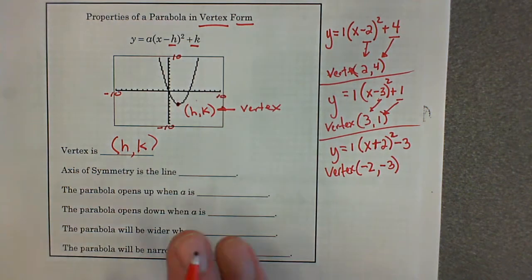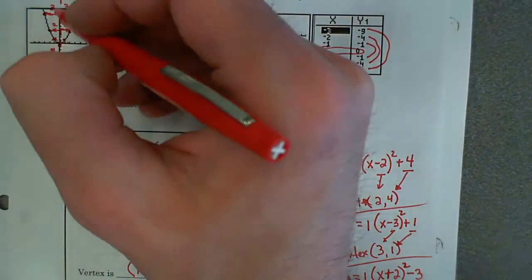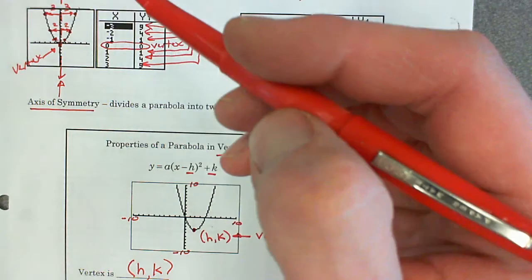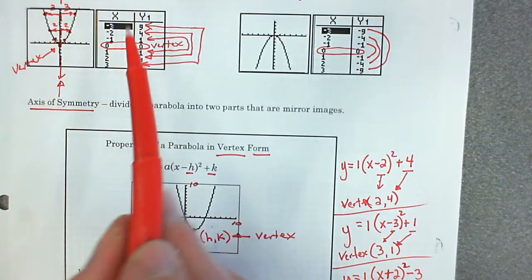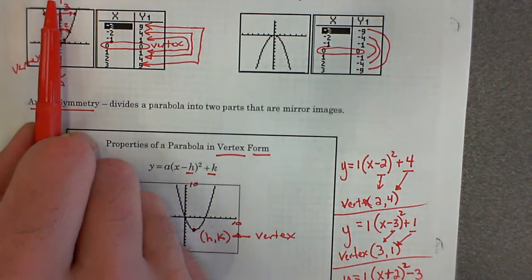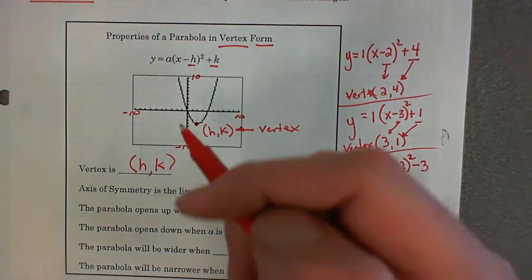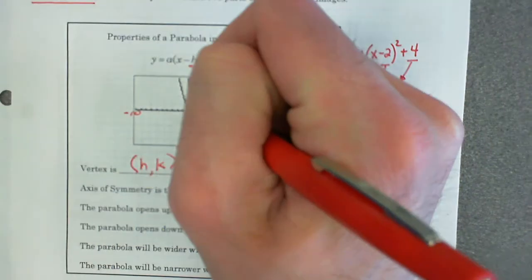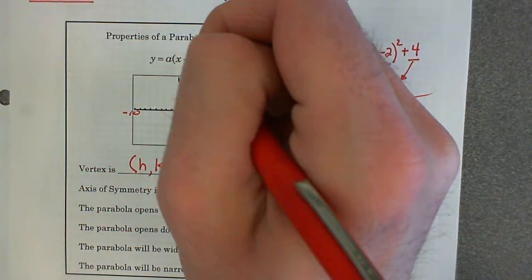Now we know from up above here that the axis of symmetry divides the graph into two halves. Okay. It's a vertical line that breaks it up into two mirror images of each other. Okay. So, it's got to go right through the vertex. So here we've got a vertical line that goes right through that.